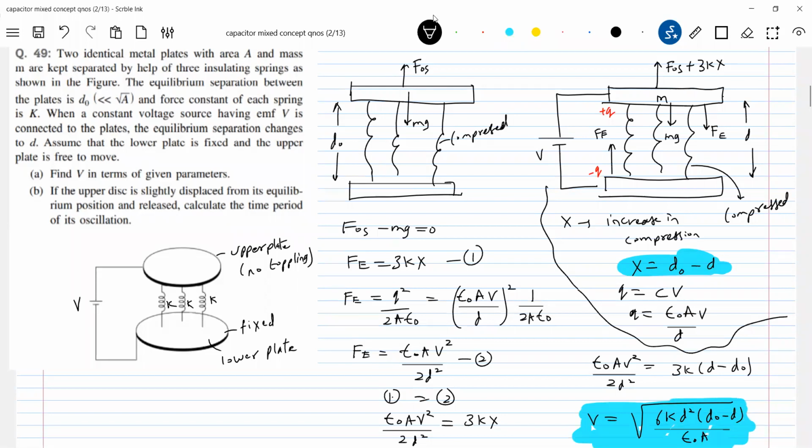Now let's go for SHM. I also gave one problem with SHM in the assignment. So here also let's introduce the SHM concept. If the upper disk is slightly displaced from its equilibrium position and released, calculate the time period of its oscillation.